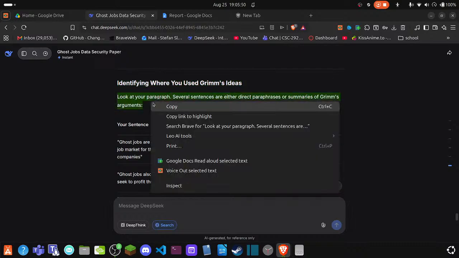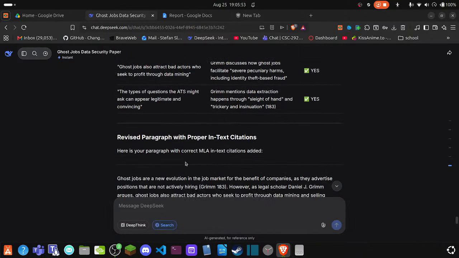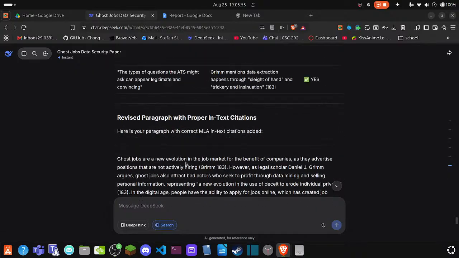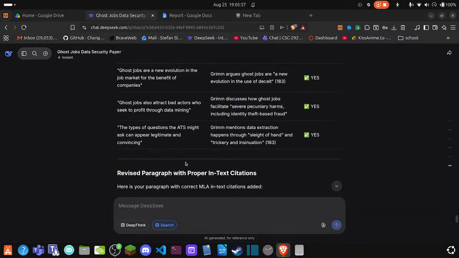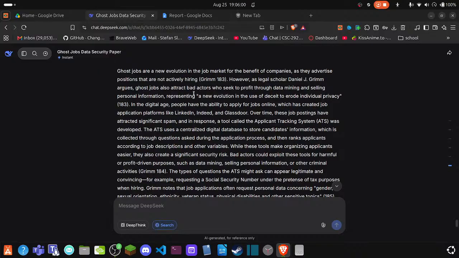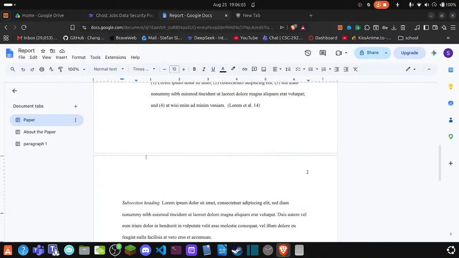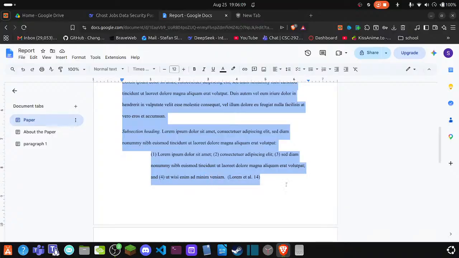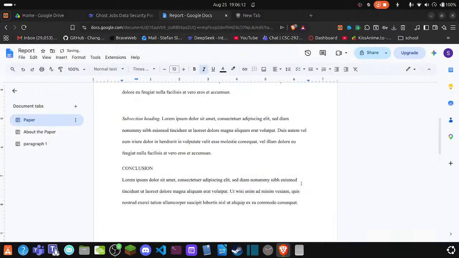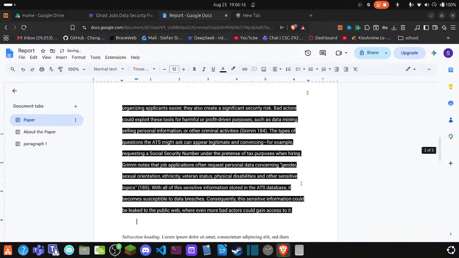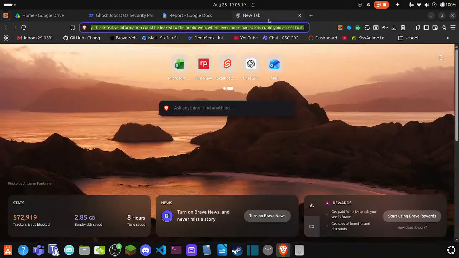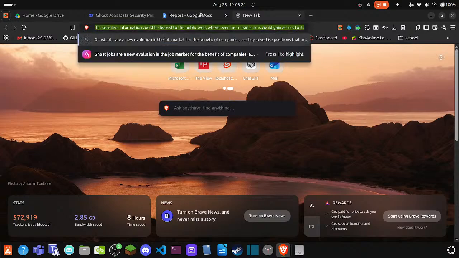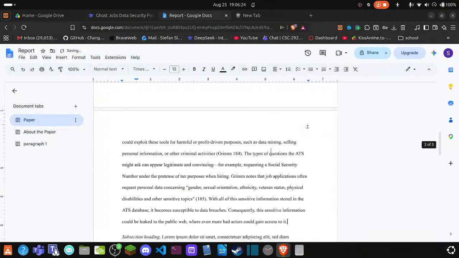Identifying where you used Grimm's ideas. Look at your paragraph. Several sentences are either direct paraphrases or summaries of Grimm's arguments. Okay. Boom. Okay.